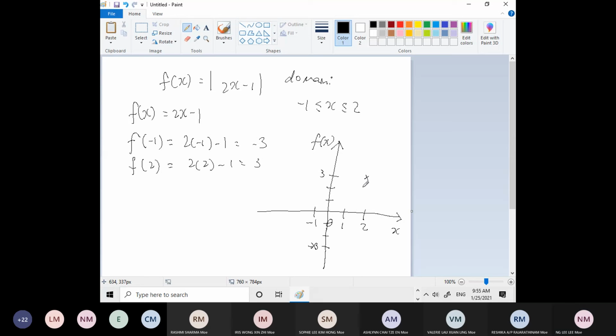Okay, so a straight line. Okay, use a ruler to draw. Okay, so this is the one without modulus. So with modulus, it's very simple. Okay, now I've changed to another color.